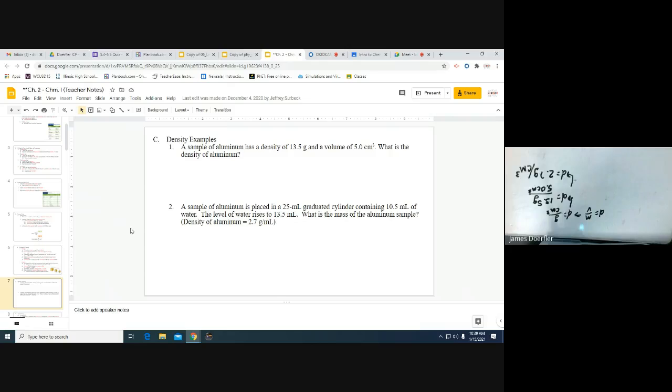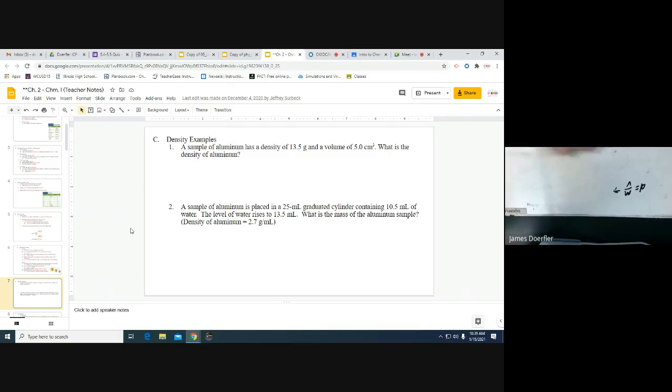Let's look at number 2. A sample of aluminum is placed in a 25 milliliter graduated cylinder containing 10.5 milliliters of water. The level of water rises to 13.5 milliliters. What is the mass of the aluminum sample? Again, we just established that the density of aluminum was 2.7 grams per cubic centimeter, but since we're placing it in water, we are replacing that with milliliters.